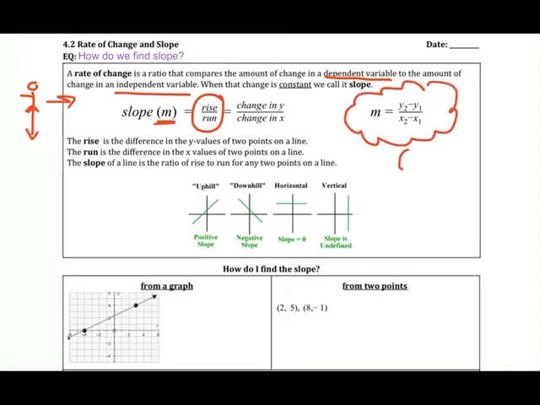And this is true when you have some point, (x1, y1), and some other point, (x2, y2). So again, the rise is the up-down. It's the difference in the y values. The run is the difference in the x values, and the slope is the rise over the run.